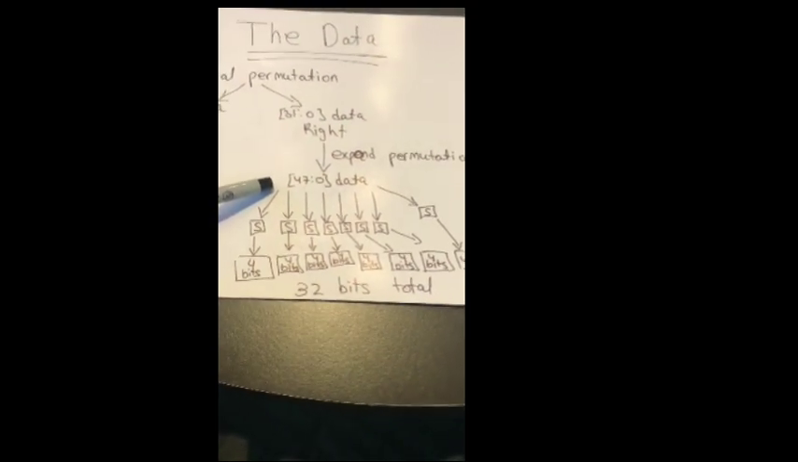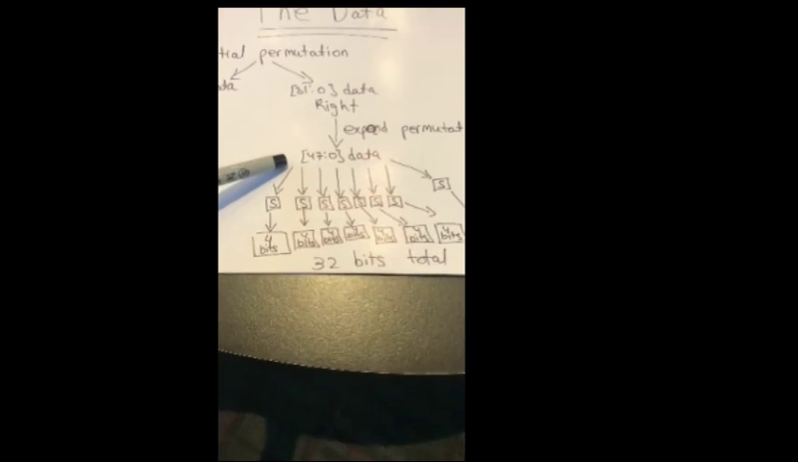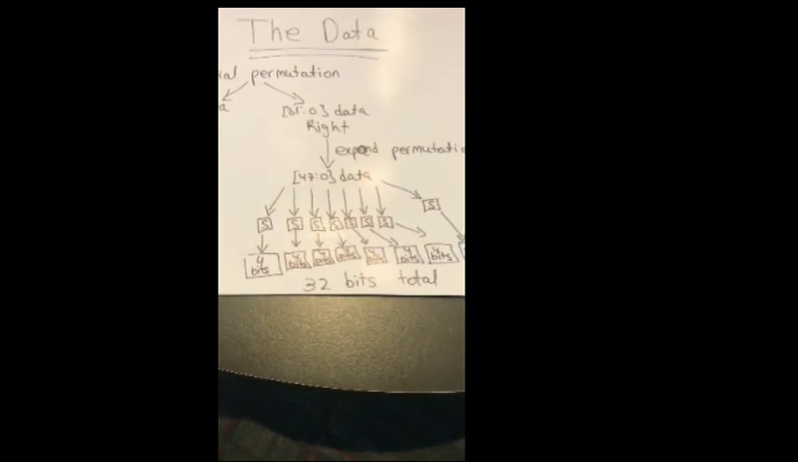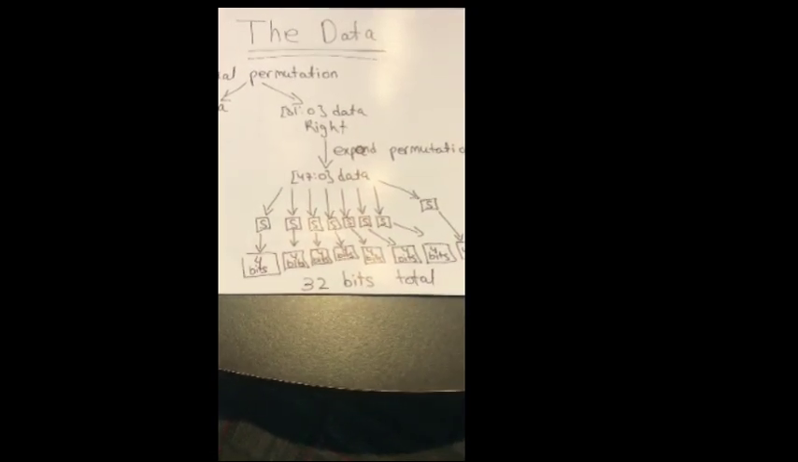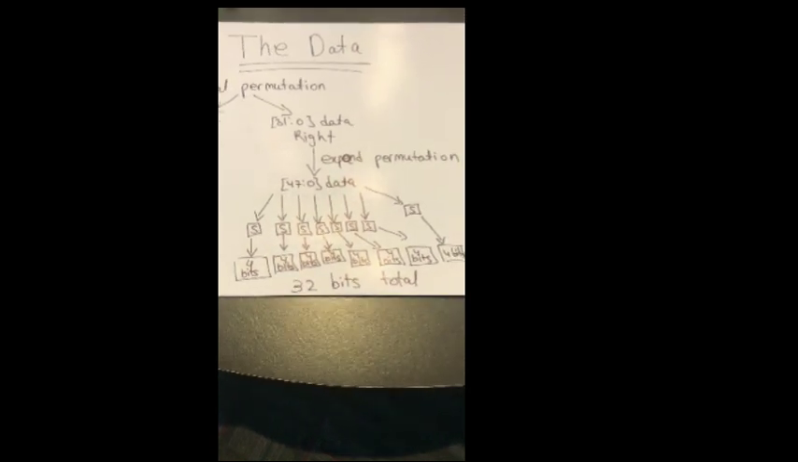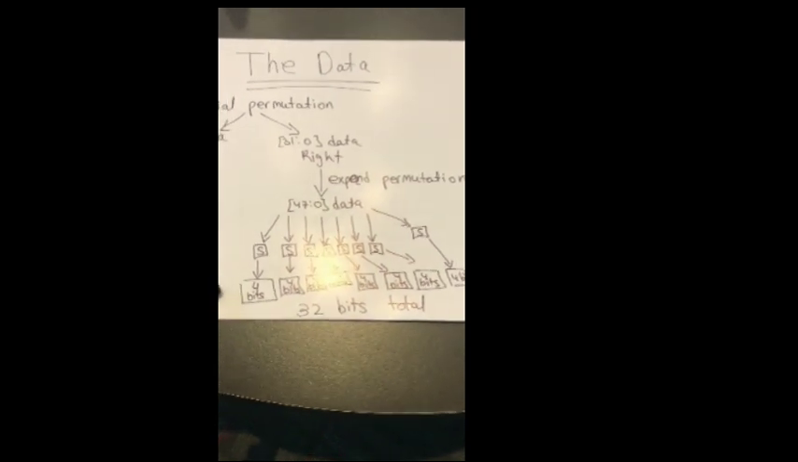Then for each side, we put them through a function. So the left side just gets the right side in the previous round, whereas the right side gets the left side XORed with a function of the right side and the key for that round. The 48 bits are then divided into 8 groups, each group containing 6 bits.